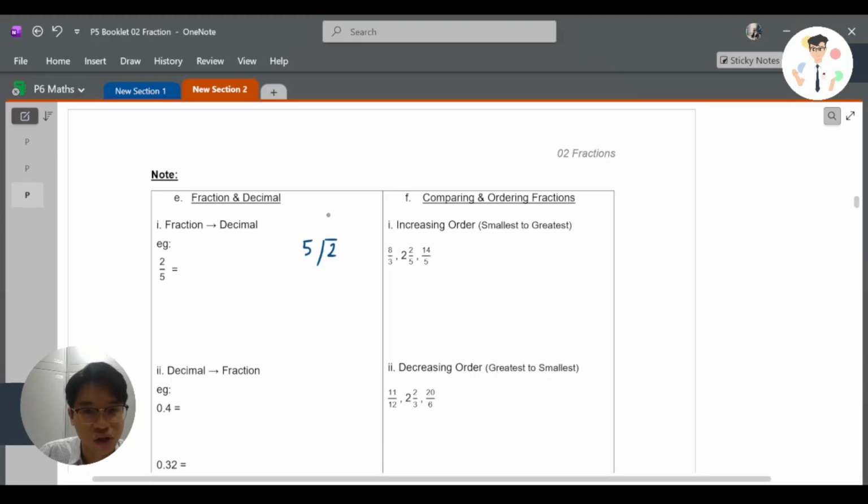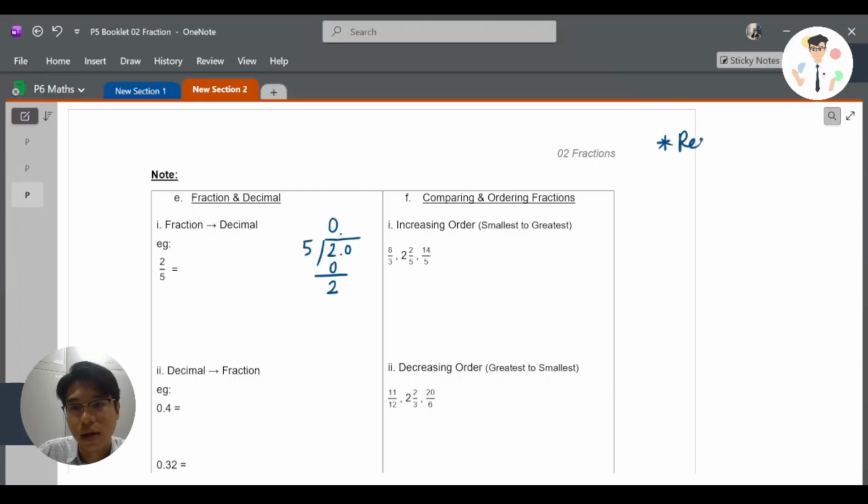Teacher, what do you mean? Let me show you here. Can 5 go here? No. So 0 times 5, 0. So 2. And we put a dot here. Okay? And put 0 here. Just a reminder here. Let me just leave it here.